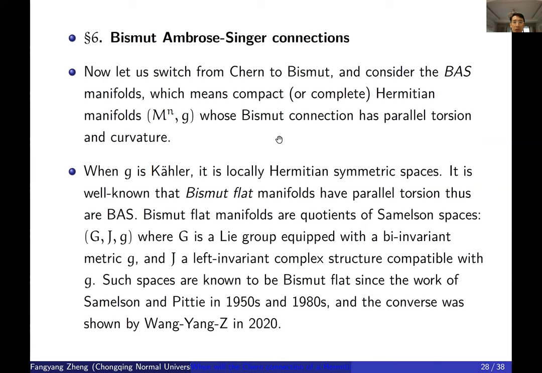Of course, the Kähler ones, the Hermitian symmetric ones, are certainly BAS, right? And also the Bismut flat ones are BAS, because the Bismut flat ones are well understood. They always have parallel torsion, and the curvature vanishes, so they are BAS. They are the so-called Samelson spaces, which means a Lie group with a bi-invariant metric and a compatible left-invariant complex structure. These spaces have been known to be Bismut flat for a long time. We show that there are no others, so the converse is also true. So Bismut flat manifolds are, in a way, classified.